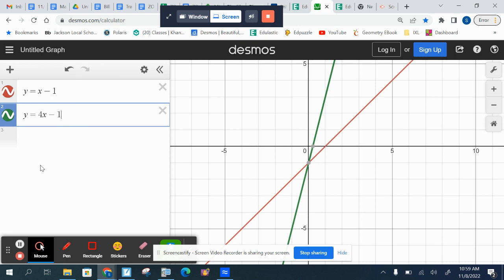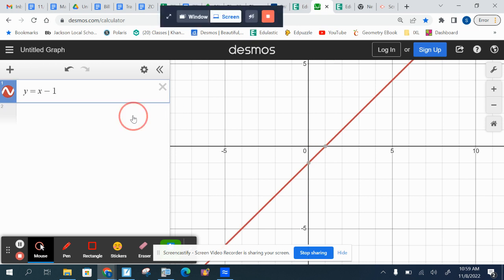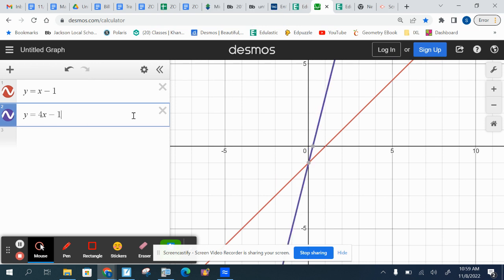If you want to look, you can look at the board. I have it written there. So my first line, I'm going to make this line blue because I think that's what you have. Oh, wait. Go to the graphing calculator.